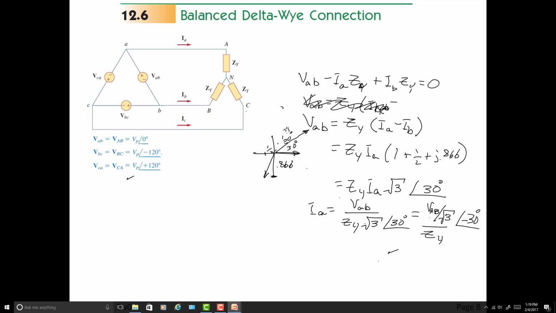There is another way to look at this. So you can see, by the way, before we leave this slide, everything then just moves around by 120 degrees, right? So IB lags by another 120. It's down at minus 150, and IC lags that in a positive sequence by another 120, which is minus 270 or plus 90. Okay.